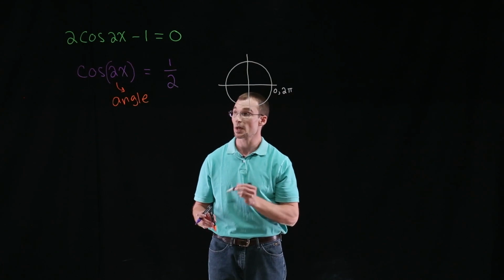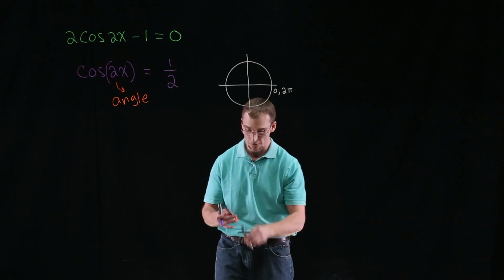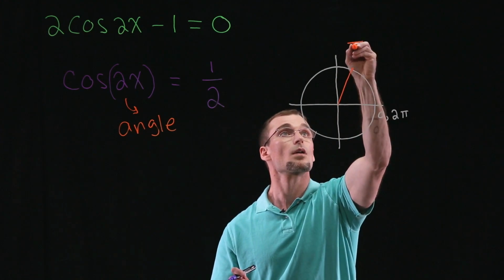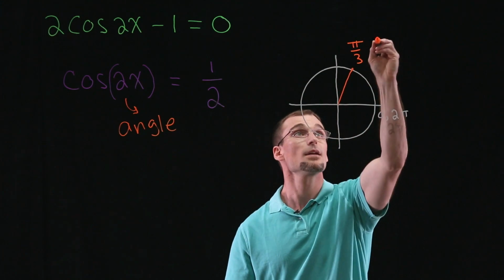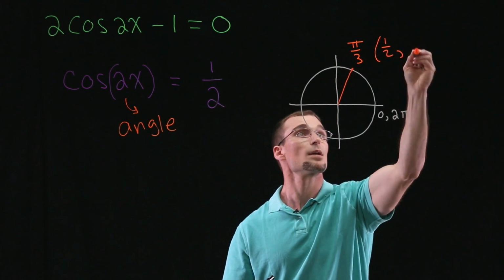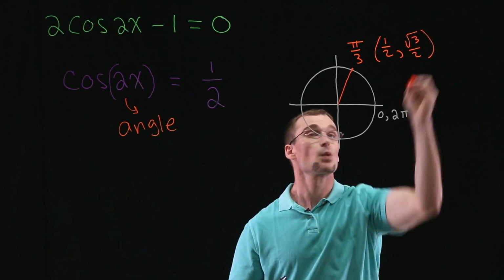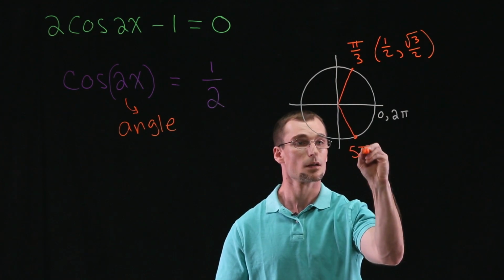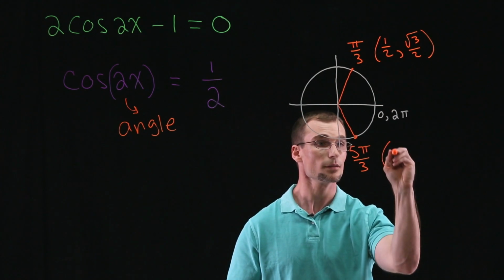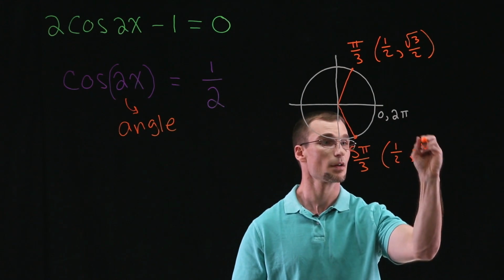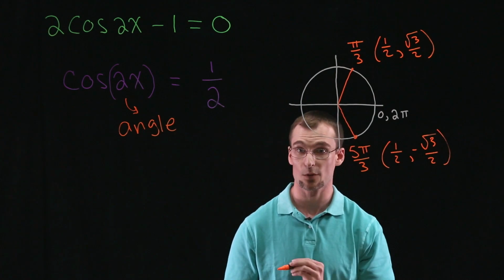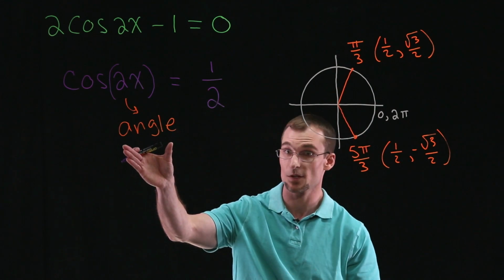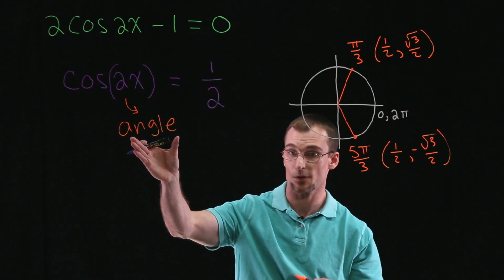And what angles give us cosine values of positive 1/2? Well, we know we have pi over 3 with point positive 1/2, square root of 3 over 2, and 5 pi over 3 with point positive 1/2, negative square root of 3 over 2. So what this tells us is, again, the angles inside of cosine that give us a positive 1/2 are pi over 3 and 5 pi over 3.